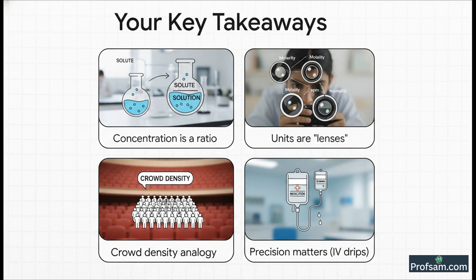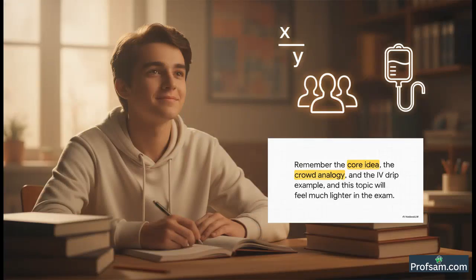Third, that crowd density analogy is a very powerful way to remember the difference. Molarity is people per theater, molality is people per floor space. And finally, always remember why this precision matters. Just think of that hospital IV drip. So, my advice to you is this. Please do not just memorize the formulas. If you can remember the core idea that it's just a ratio, if you can remember the crowd analogy to visualize the differences, and if you remember the IV drip example to know why this all matters, then I promise you any question on this topic will feel much, much lighter in your exam. You will be able to approach it with true understanding and with confidence.